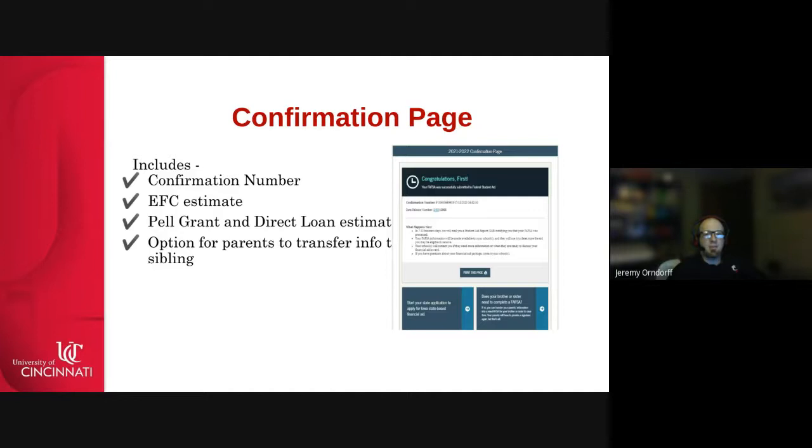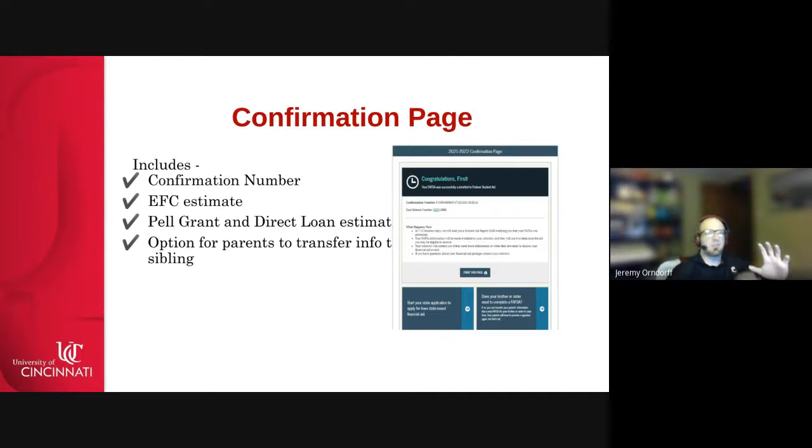It will provide what's called the expected family contribution number, which we're going to talk about in just a second, but that's the number that determines your grant eligibility. It'll give you an estimation for federal Pell Grant and direct loan estimation. And it lets you do some other stuff too for parents with multiple students in school.